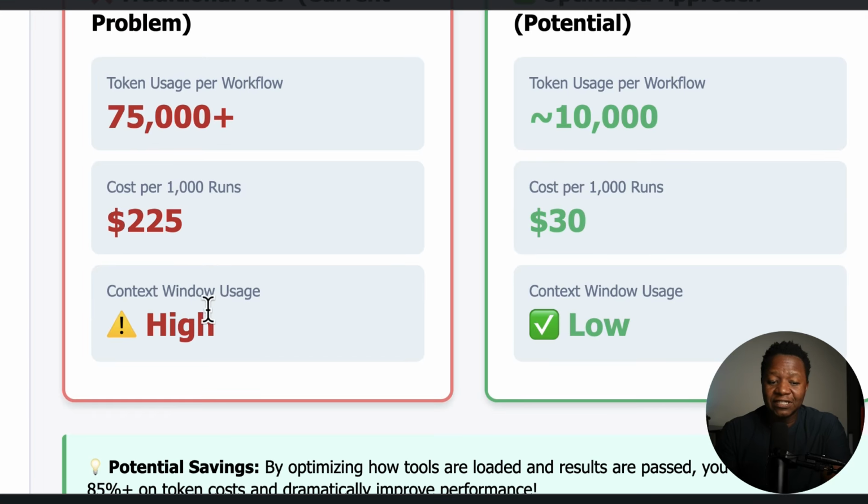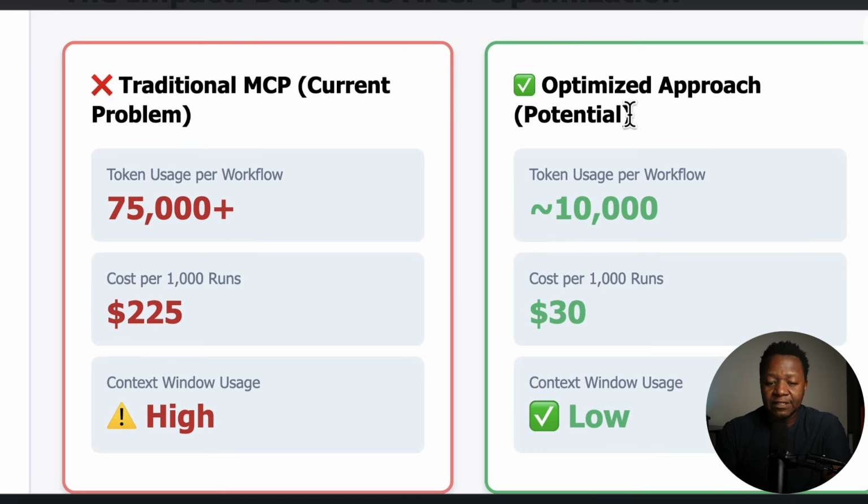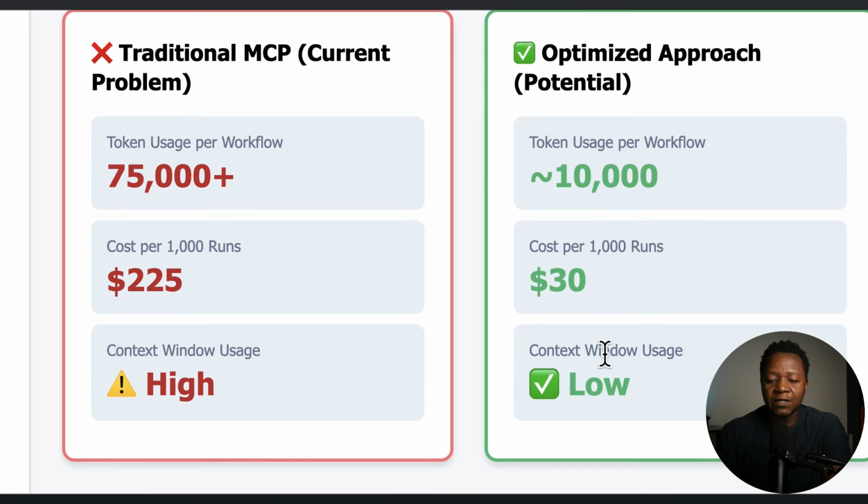Context window usage is very, very high. But if we have everything optimized, the potential approach I'm going to show you here is that the token usage per workflow could reduce to 10,000. This is from 75,000, and the cost per 1,000 runs is only $30. So these are just estimates. And of course, the context window usage is going to be low. So that is the promise with this new technique.